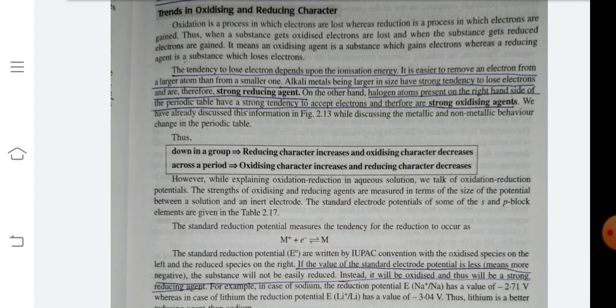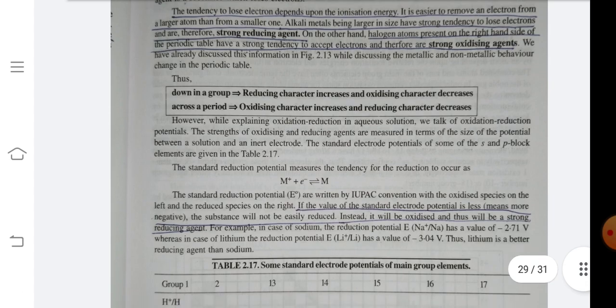It is easier to remove an electron from a larger atom than from a smaller one. Alkali metals, being larger in size, have a strong tendency to lose electrons and are therefore strong reducing agents. On the other hand, halogen atoms present on the right hand side of the periodic table have a strong tendency to accept electrons and therefore are strong oxidizing agents. We have already discussed this information in figure 2.13 while discussing the metallic and non-metallic behavior change in periodic properties. Thus, down a group, reducing character increases and oxidizing character decreases. Across a period, oxidizing character increases and reducing character decreases.